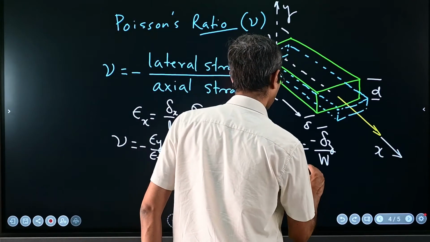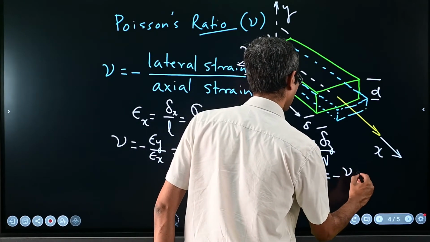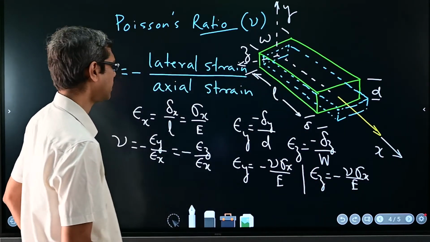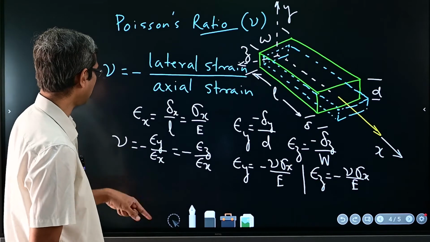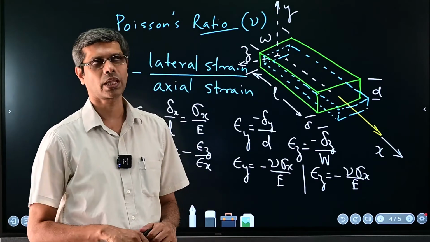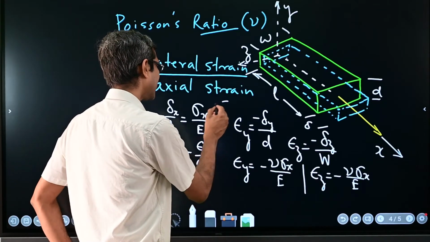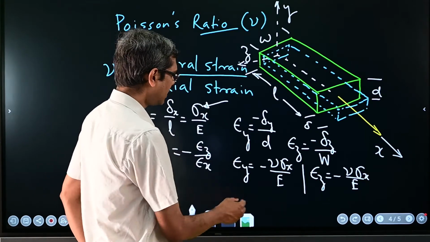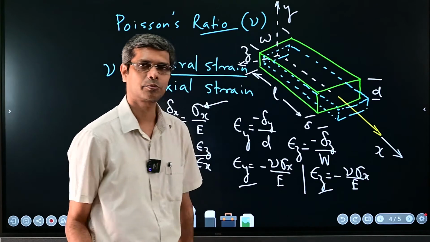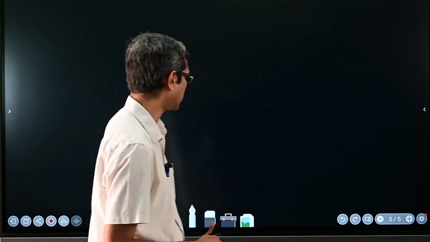Similarly, epsilon z can also be written as negative nu sigma x over E, because Ey is nu times epsilon x. So these are the strains we get when you apply a stress in the x direction. The strains in the y and z directions are given by this.